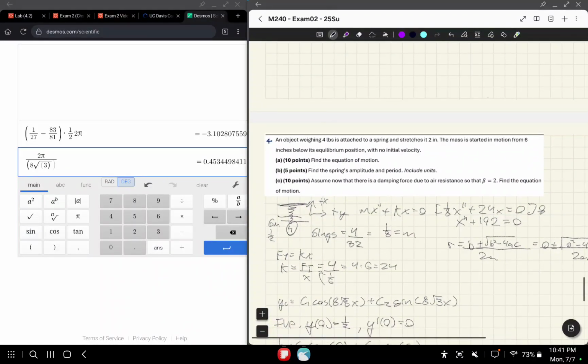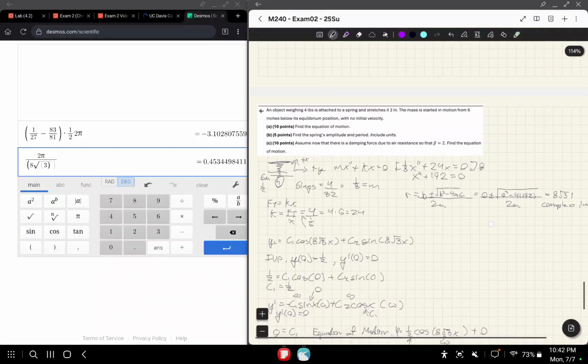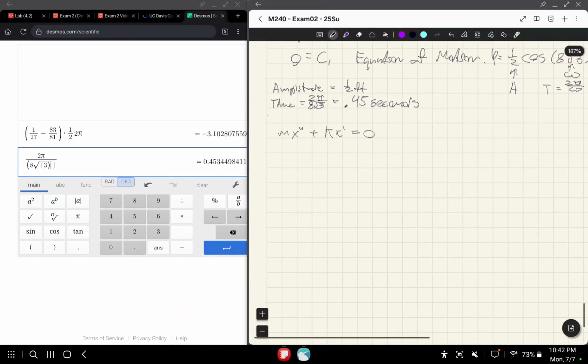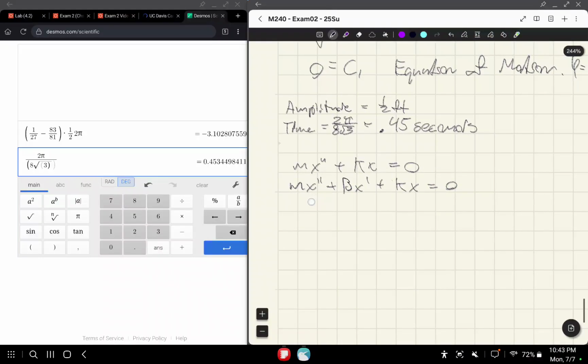And problem 8 is, now we have a damping force. The undamped equation is the second derivative plus kx equals 0, but instead of no damping, we'll add a damping term, plus bx, equals 0. So we have the same mass, I don't think that changed.